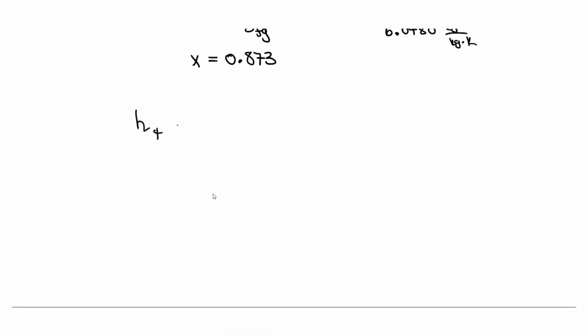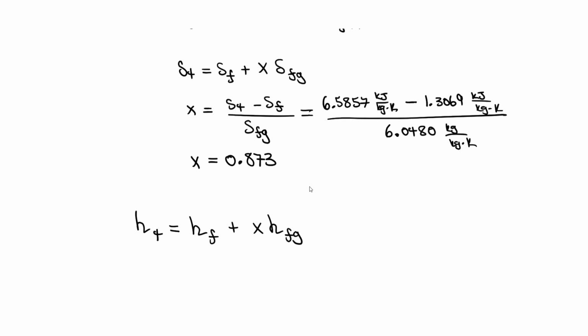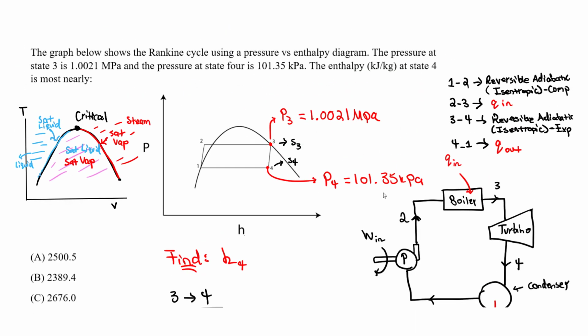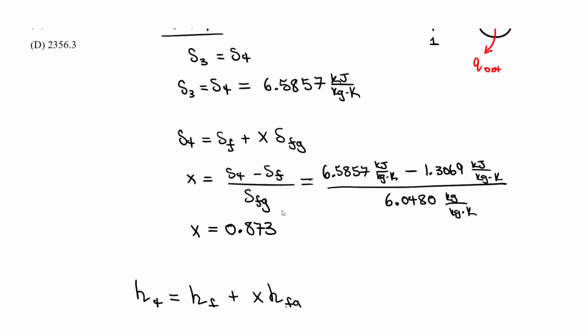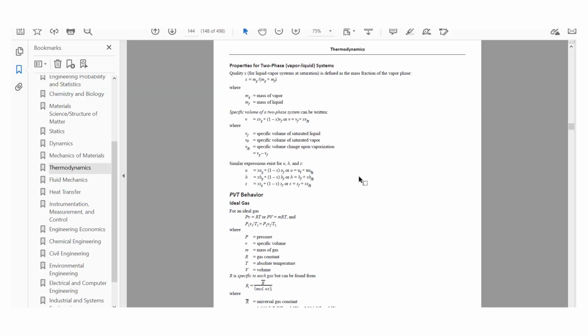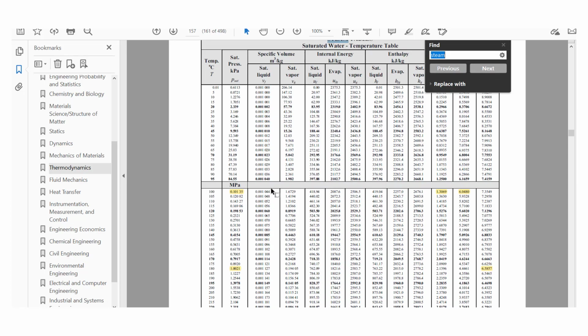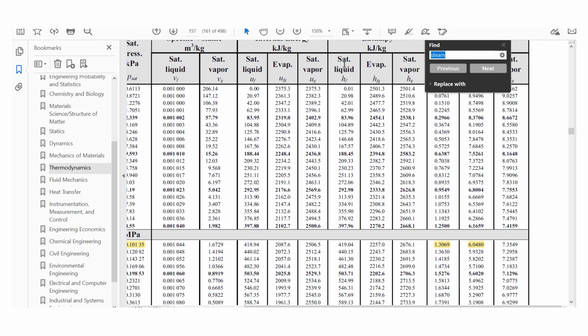H4 is going to equal H sub F plus X H sub FG, and H sub F we need to get from the steam tables, right? So H sub F at state 4, at this pressure of 101.35. So we need to get that. If you do Control F, steam. So HF is going to be this saturated liquid. It's going to be around 419.04. And we also need, at the same time, the evap. And we extract that too. So we need these two to use that equation, right?